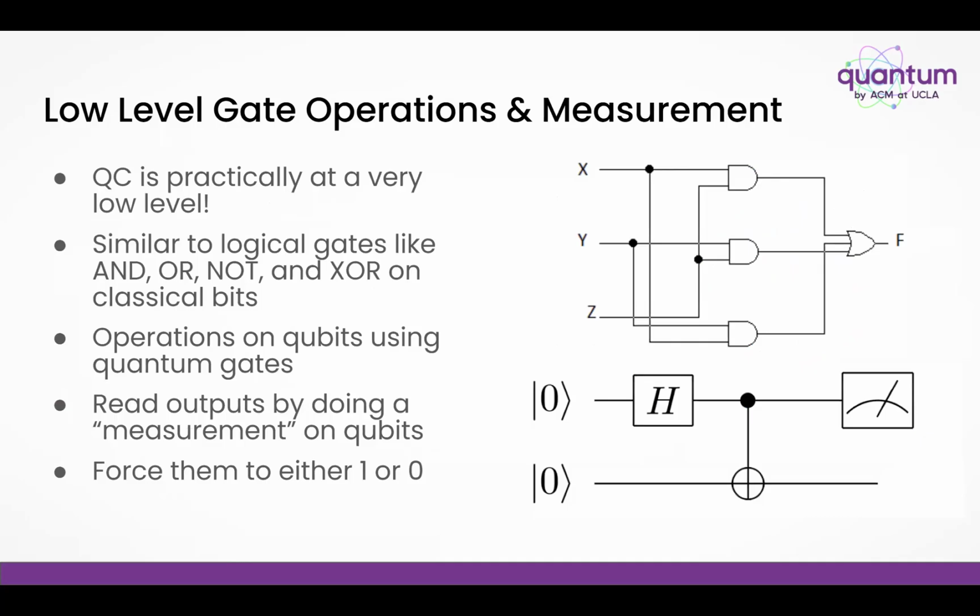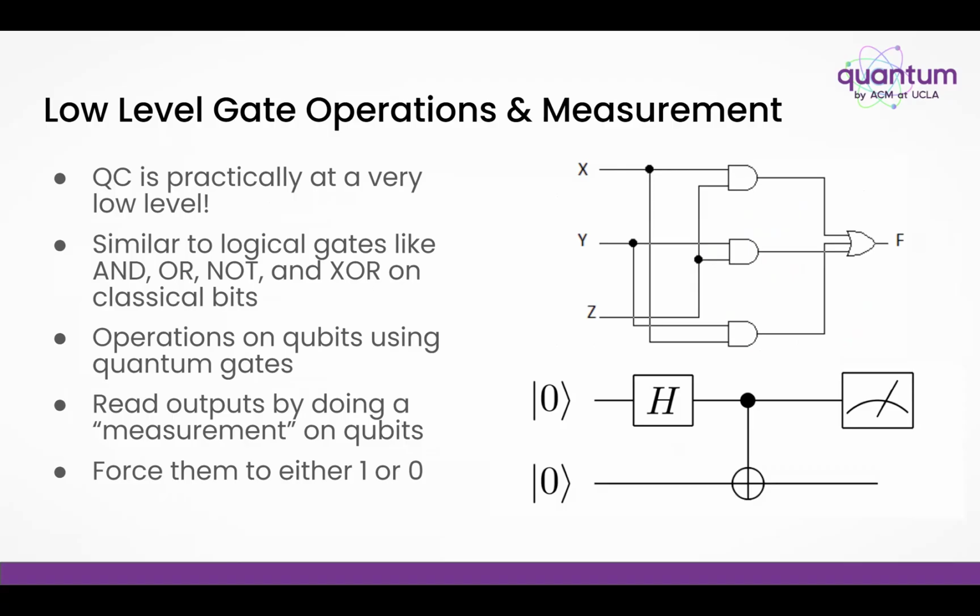So how is quantum computing actually done? At this moment in time, quantum computing, at least the practical version of it, is at a very low level. So what does that mean? Back in the 50s or so, classical computing was also at a similar low level, where we actually performed operations and gates on the bits themselves, right?